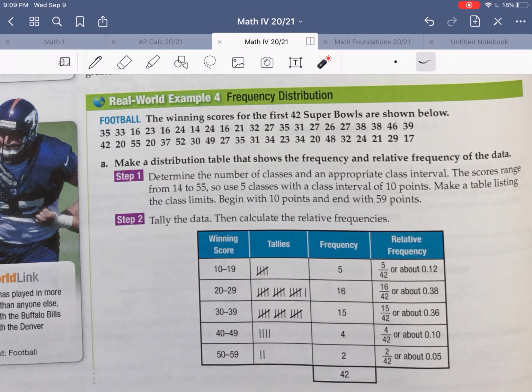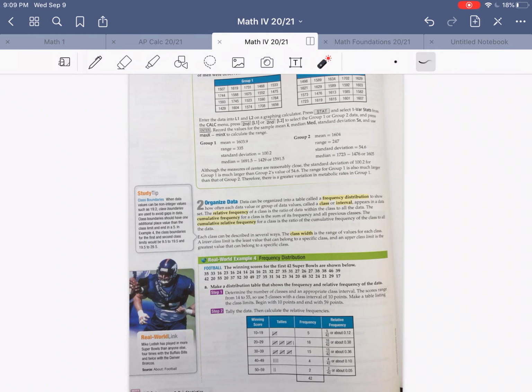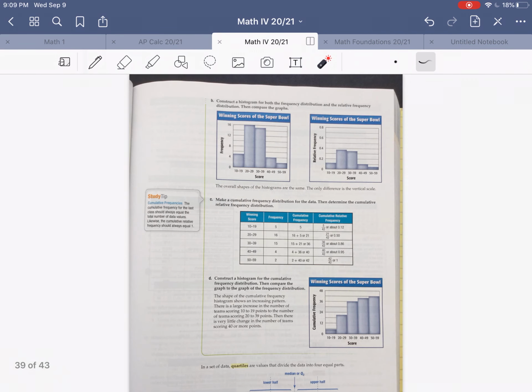So what you do is it's kind of like a histogram where you just have these groups of numbers and everything falls within one of those. So winning score of 10 to 19, well, we have 5 of them, which is 5 out of 42 of the total, or about 12%. So 12% fall into this category. The numbers should all add up to 100. Anyway, so the next group is about 38%, and then the next group is about 36%, and then 10, and then 0.05, so about 5%. It's interesting, I guess. I don't know.